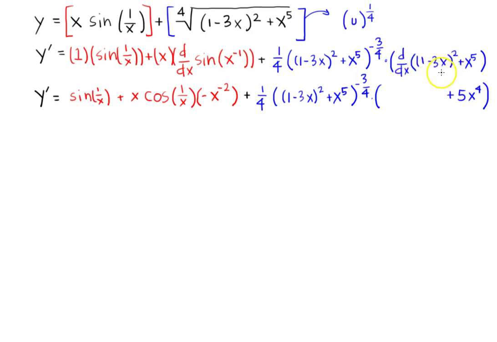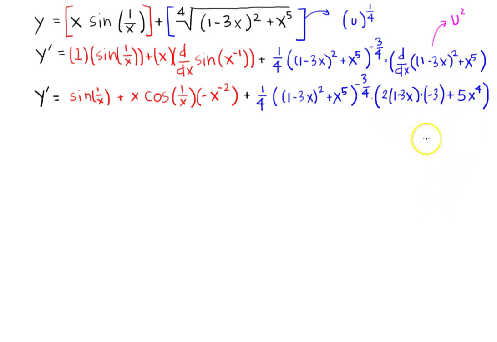I've got to do the outside first because really, if you think about it, this is basically u squared. Right? You see that there. It's u squared. I've got a function inside of a function again. So I've got to do that. That means that's going to be 2 times (1 minus 3x) to the power of 1. Okay, so I leave it. But I'm multiplying by the derivative of the inside. What is that? 1 minus 3x. Oh, that's negative 3.